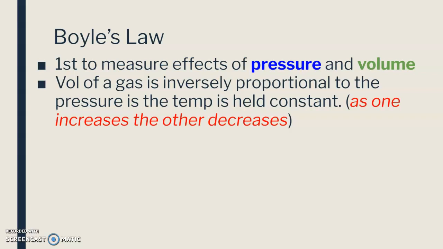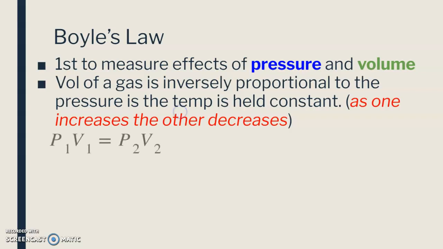Now, when we say something is inversely proportional, that means that as I'm increasing one part of it, the other one is going to decrease. If I increase the pressure, chances are the volume is going to be decreasing. And if I increase the volume, then the pressure is going to be decreasing. So that's basically what we mean when we say they're inversely proportional. One's going up, the other one is going down, okay?